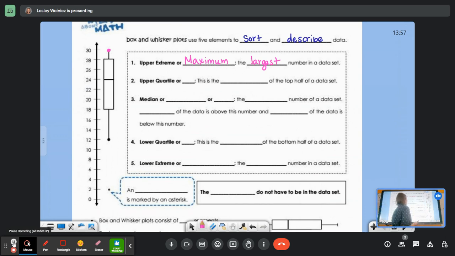Now we're going to jump to the bottom. The little dot at the end of the bottom whisker, that is our lower extreme or minimum. This is the smallest number in the data set.